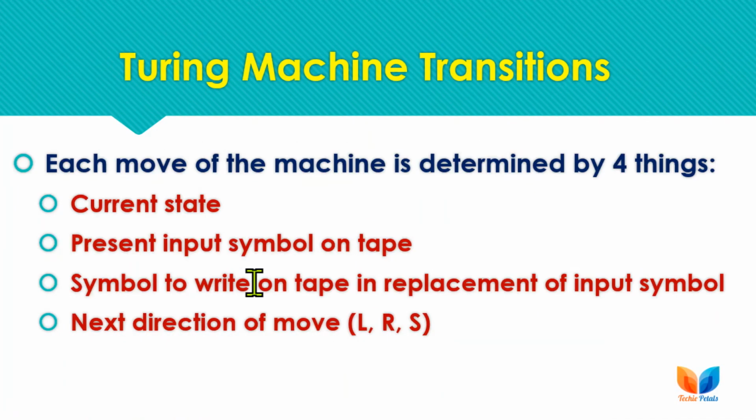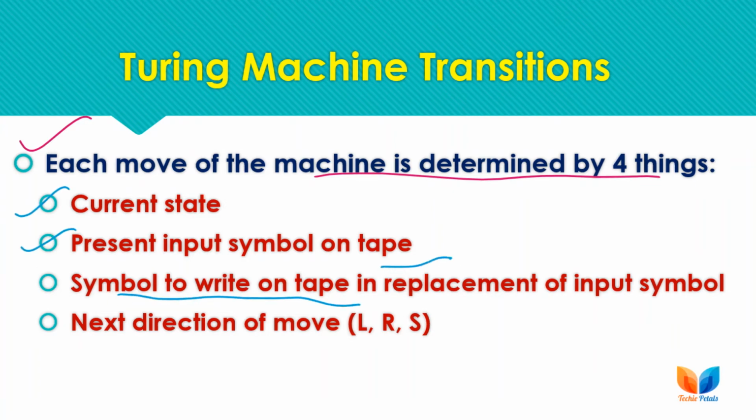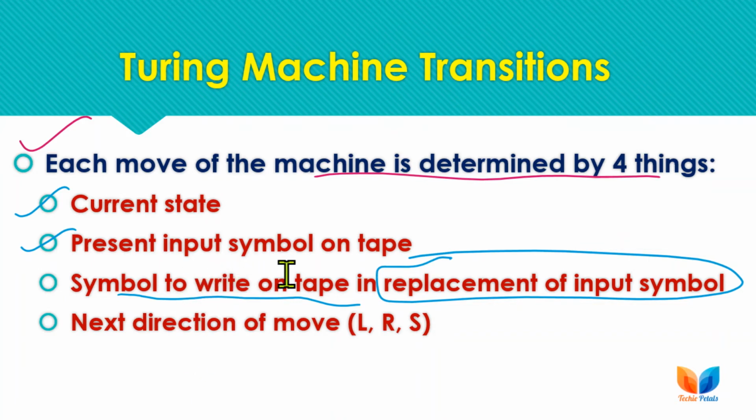So we can say that each move of the machine is determined by four things: current state, present input symbol, and the symbol to write on the tape in replacement of the input symbol. Here we do not have any stack, but we perform a read from the tape, and at the same time we also perform a write on the input tape. So we can read one symbol and replace the present tape symbol with a new symbol, and that symbol can be an input symbol or a tape symbol.